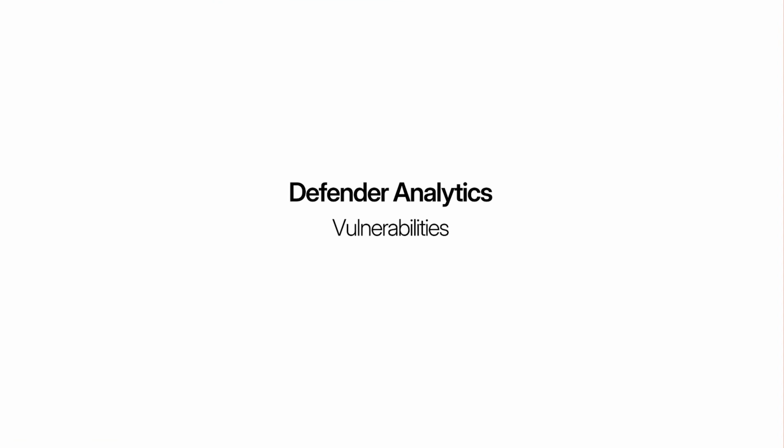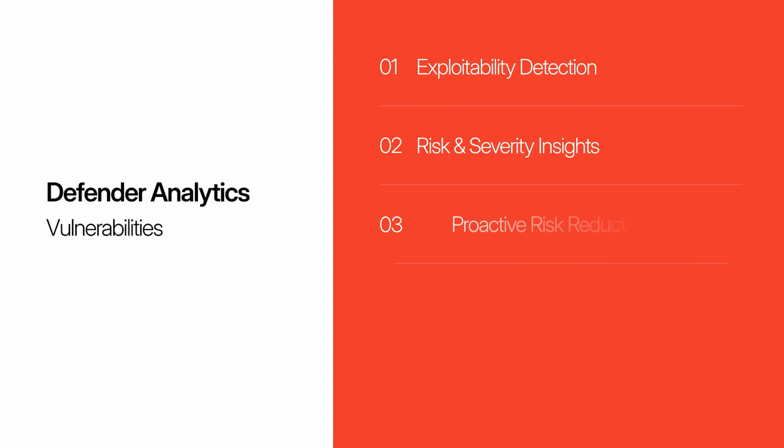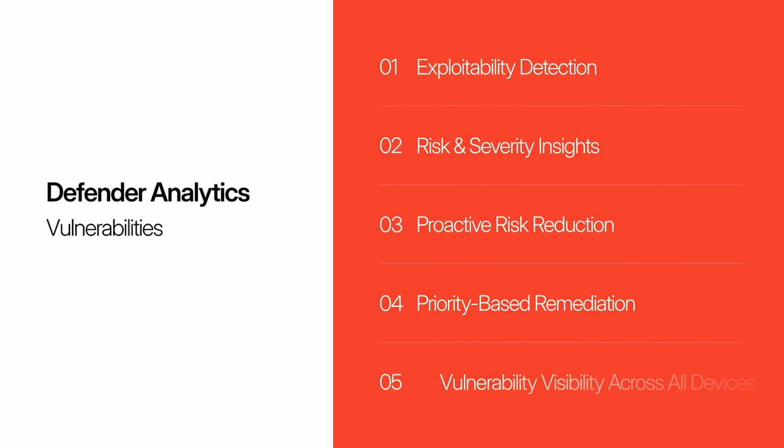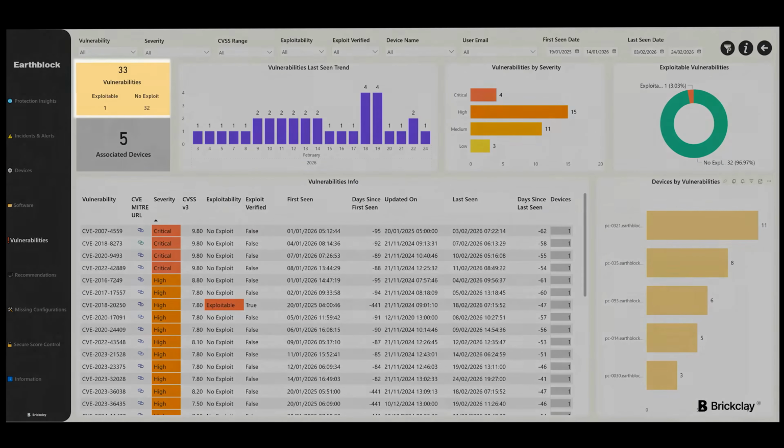The Vulnerabilities dashboard exposes security gaps across your devices, enabling early detection, exploitability classification, risk prioritization, and proactive remediation before threats can escalate. This board shows one exploitable vulnerability out of a total of 33 vulnerabilities, and the severity breakdown, critical to low, highlights priority.